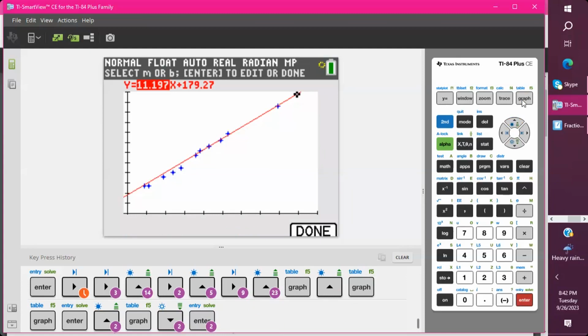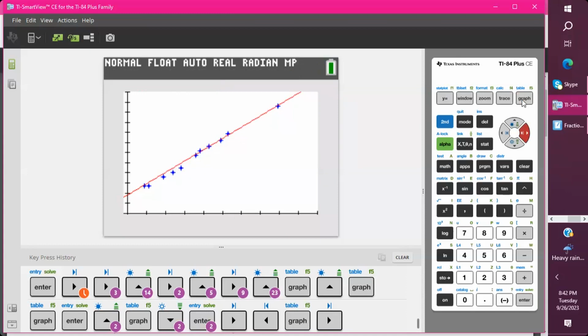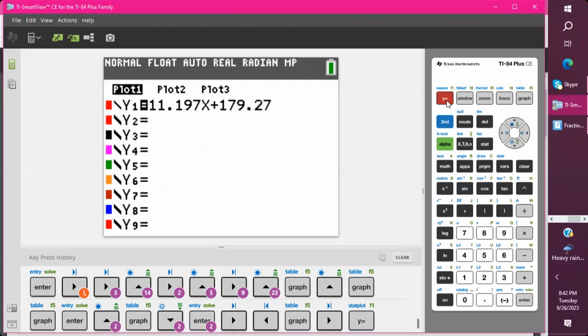Notice my screen has now changed to a pop-up of done, but in the upper left, I now have an equation written in there. I have an equation of y equaling 11.197x plus 1.79. And basically, that was when I tried to get my line to go through my first and last point. If I use my right and left arrow, I must have hit graph or done or something. Okay, yeah, it did.